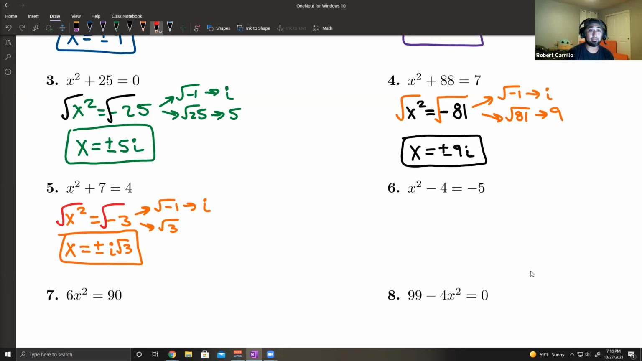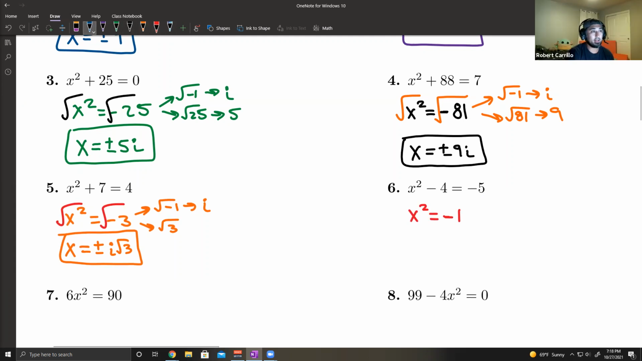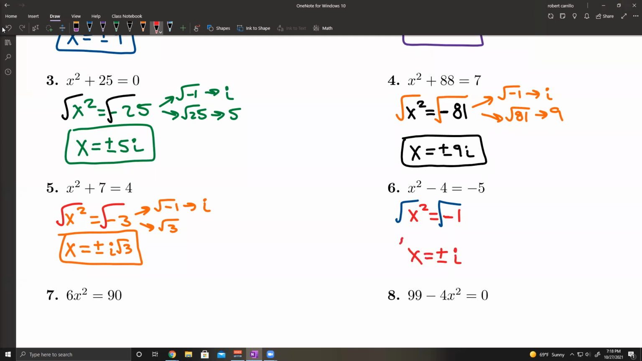Okay. More. Number 6. x squared minus 4 equal to -5. Add that 4 over. And what do we have? x squared equal to? -1. Square root both sides. And here, well, you get the square root of -1. So this becomes x equals plus or minus what? i. That's it.